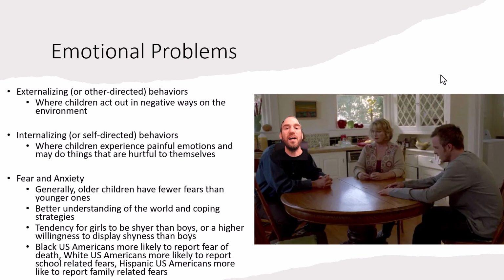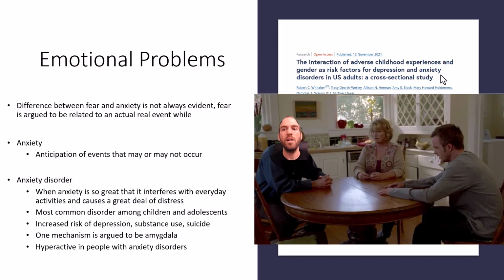Versus boys, again, are taught that it's more socially acceptable to engage in externalizing behaviors. So they can't really understand that they're sad or deal with that and process that information, but they can act out in aggressive ways, which is much more socially acceptable within this historical period. A little less so than it was 60 years ago, but still a thing that exists. Other emotional problems. The difference between fear and anxiety is not always evident.